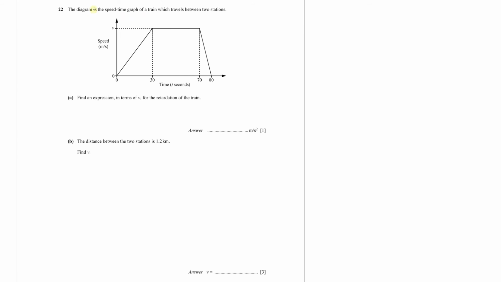So the next question is, the diagram is the speed-time graph of a train which travels between two stations. Find an expression in terms of v for the retardation of the train. So retardation is this one where the speed is reducing. Retardation will be change in speed divided by time taken. So change in speed is what? V to 0. So change in speed is V, divided by time taken, which is 10 seconds, from 70 to 80 seconds. 70 is the initial time, and the final time is 80. So the duration here is 10 seconds. So V over 10 is the retardation.